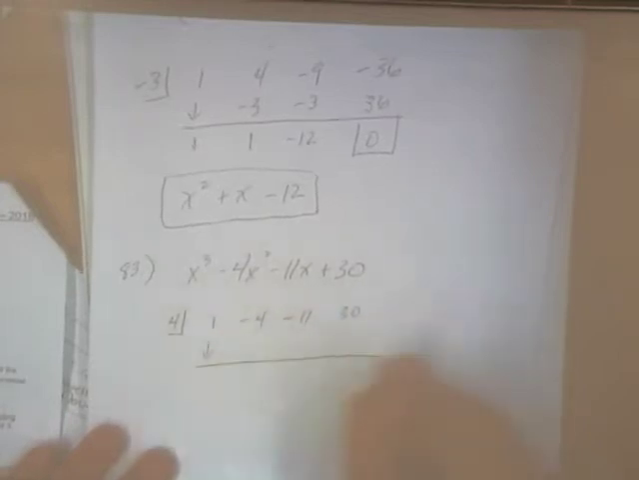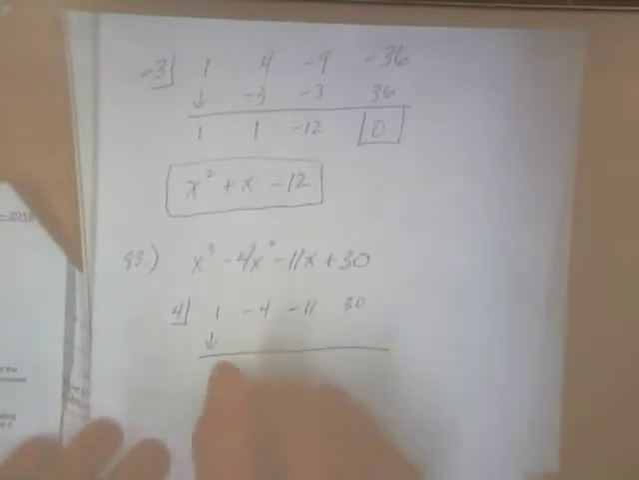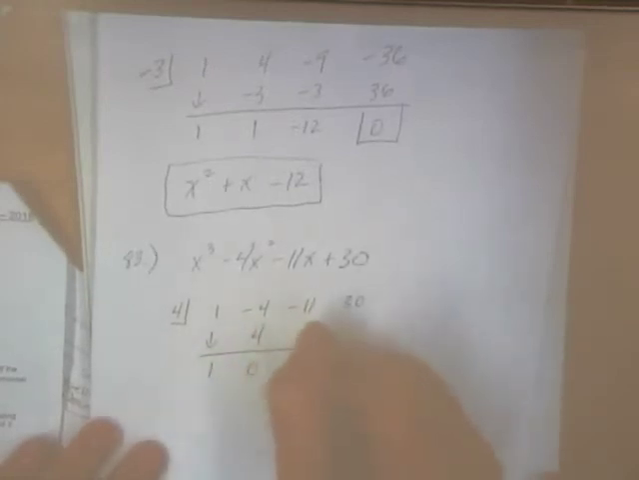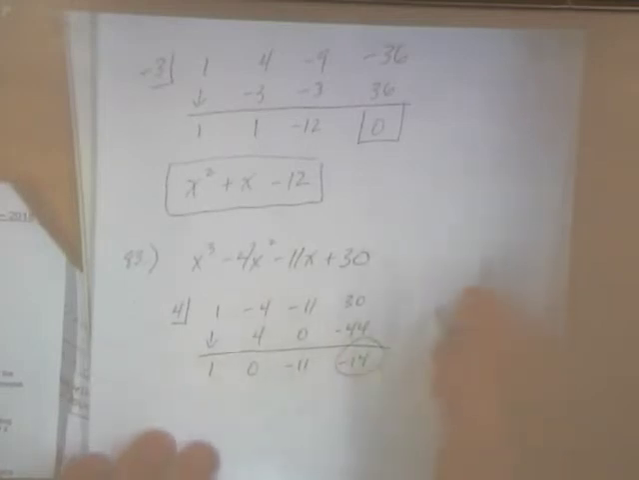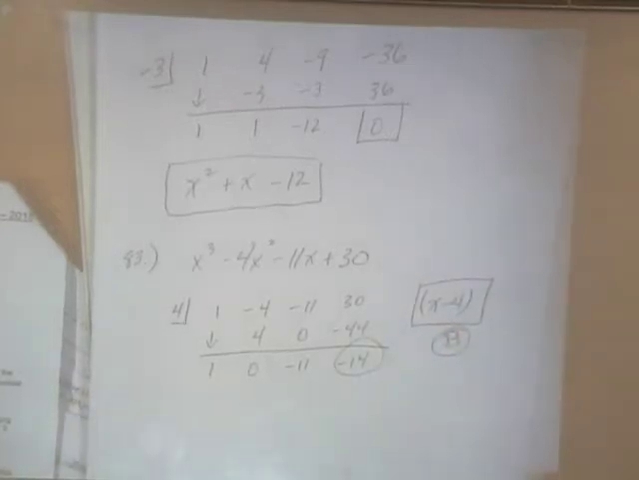That's not the answer though, right? It's not? Oh, it says not. 4, 0, 0, negative 11, negative 44, negative 14. No, that one is not a factor. So the answer is B, x minus 4. Okay. All right, 84, find the zeros.